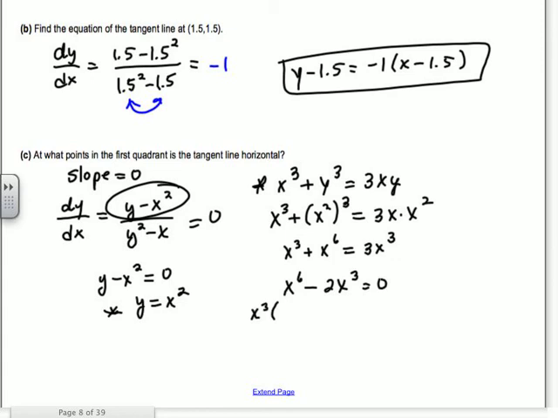Pull out the x cubed. And set each piece equal to 0. So the first one's going to be x equals 0.